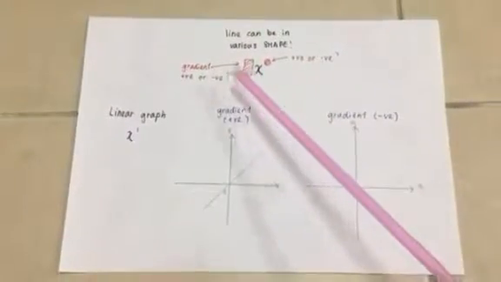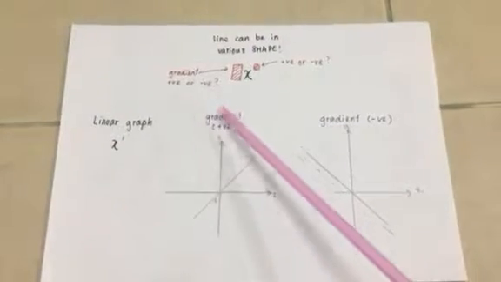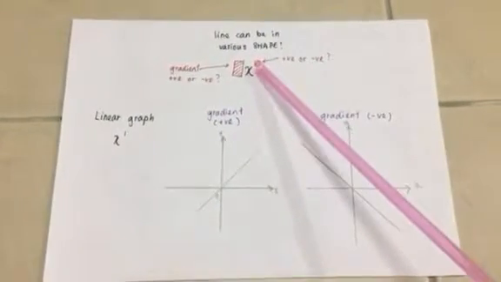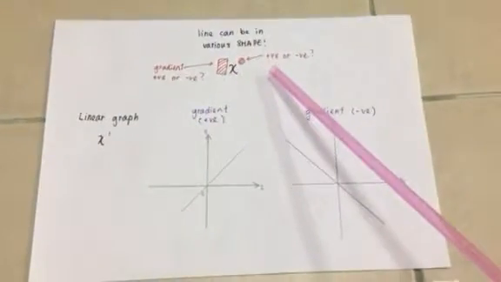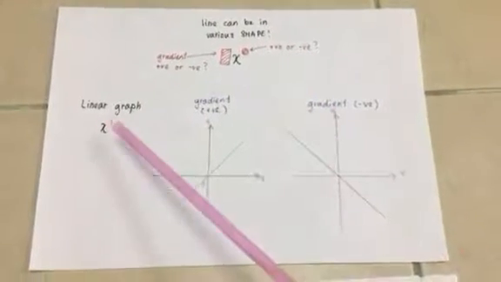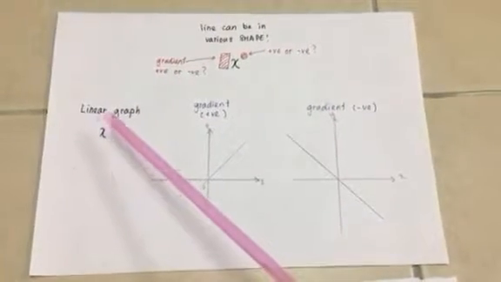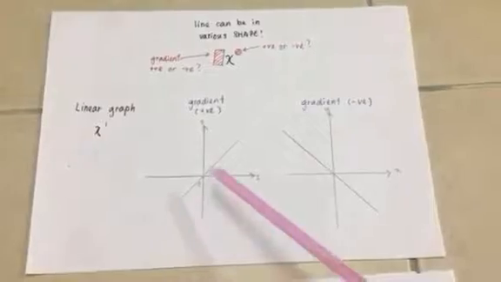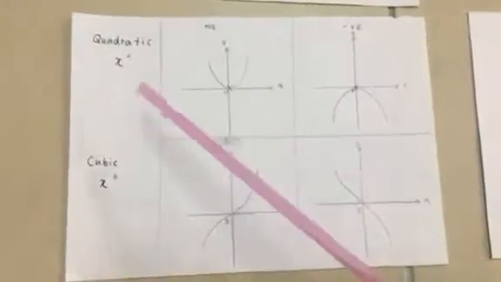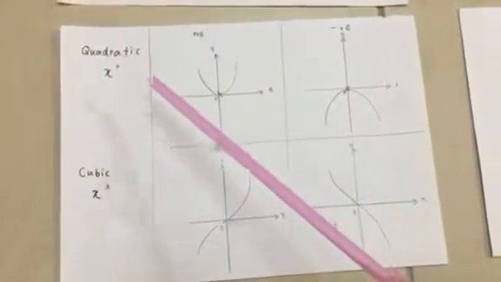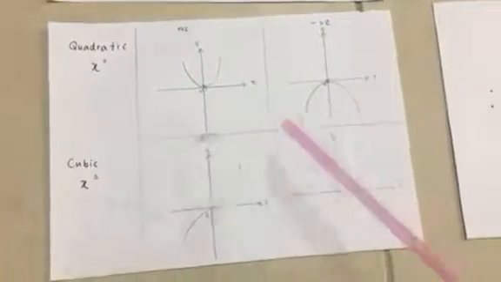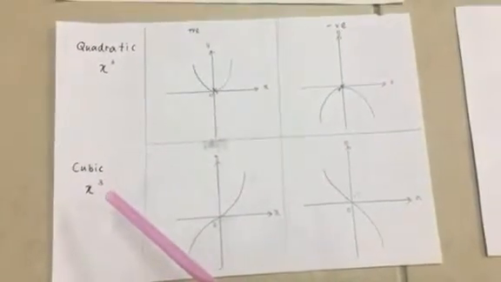The number in front of the x is the gradient. Is it positive or negative? Well, the power of the x determines the shape of the graph. So let's see. Power 1 means it is a linear graph, which is a straight line graph. If x power 2, it is a quadratic graph, which is actually a smiley face and a sad face. Well, x power 3 is a cubic graph.